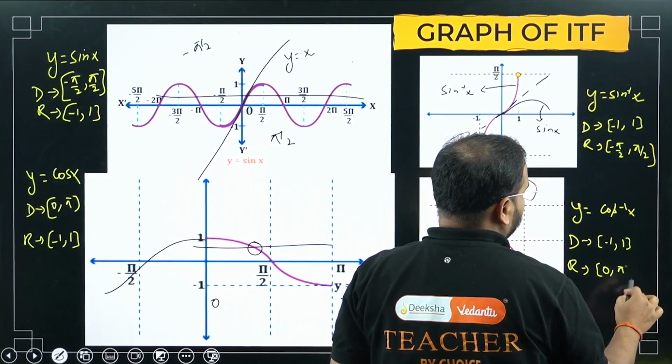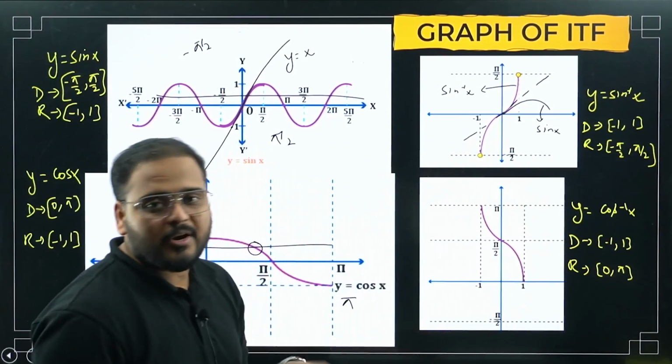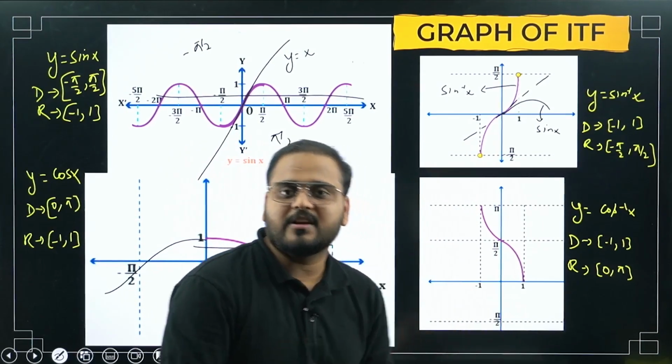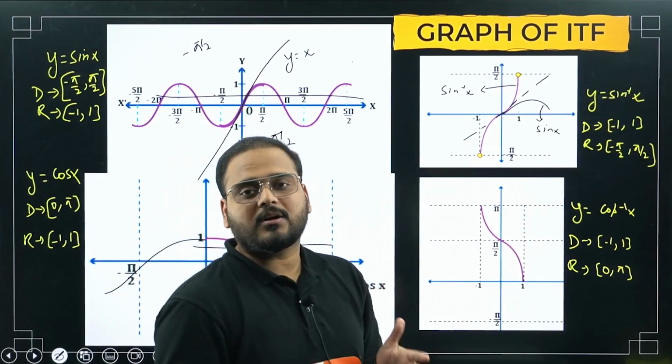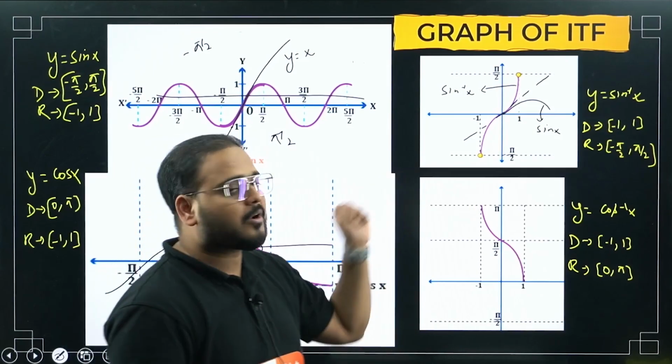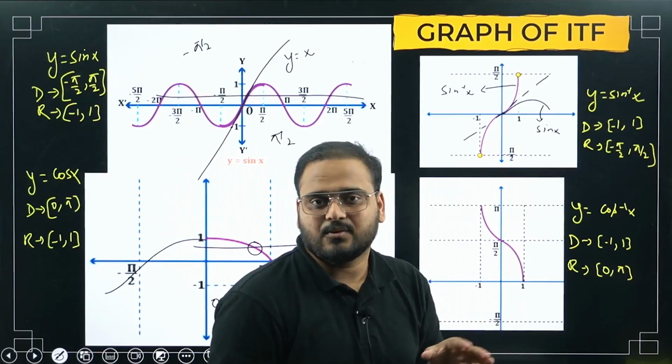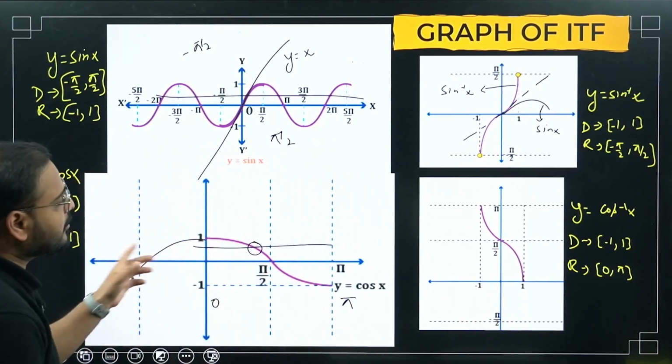0 to pi. One more thing: the value of any inverse trigonometric function will always be an angle. If you solve an inverse trigonometric function, let's say an equation is given, the result will always be an angle. Okay? Please see.